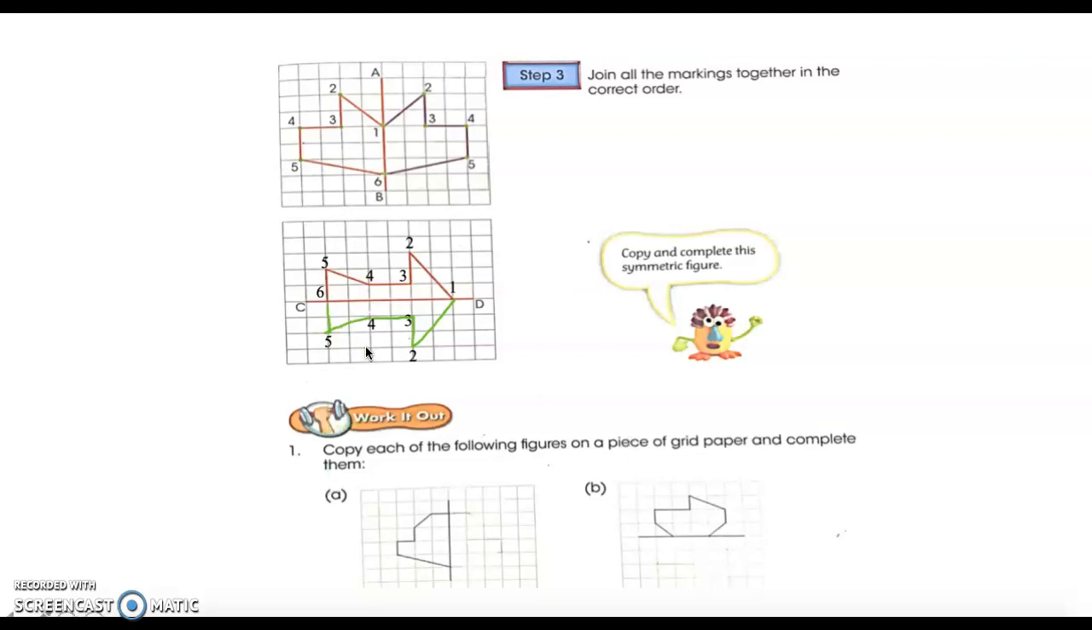Now when you draw, you can draw with a ruler, this line much straighter than what I have drawn here. It should be very straight like this. Now you can try the exercise here.